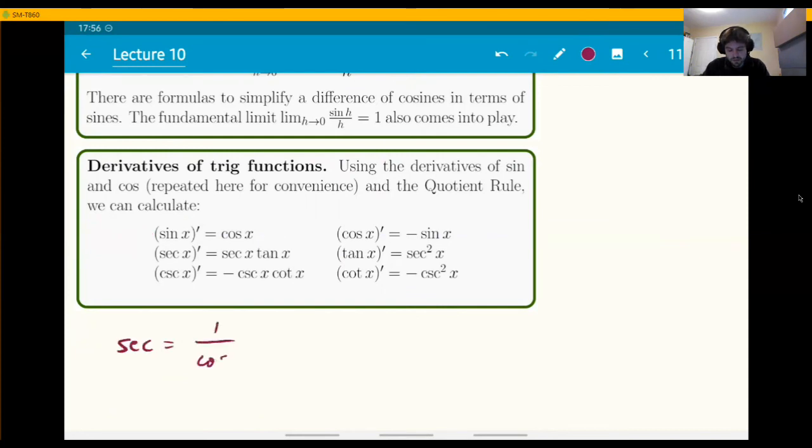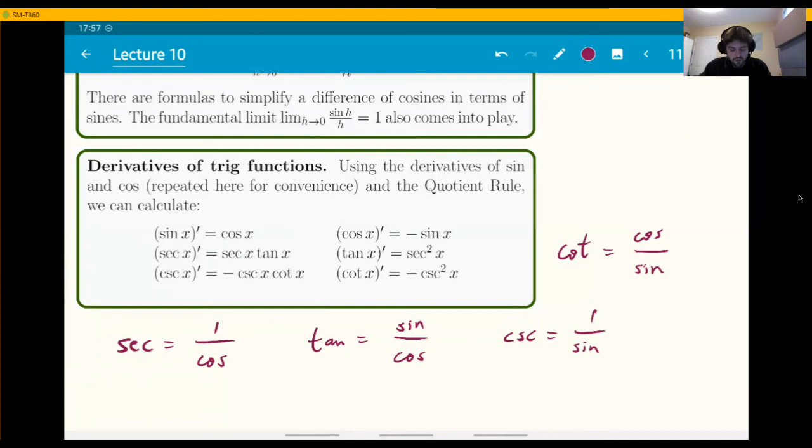Because of this, by definition, secant is 1 over cosine. Tangent is sine over cosine. Cosecant is 1 over sine. Cotangent is cosine over sine. All of these guys are quotients involving sines and cosines. So if you know sine and cosine prime, you know all of those.